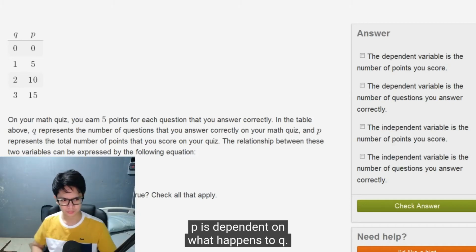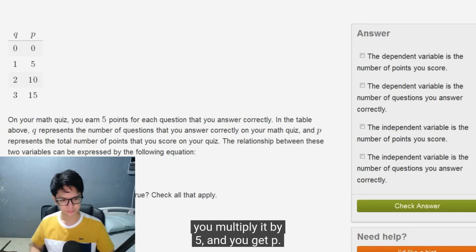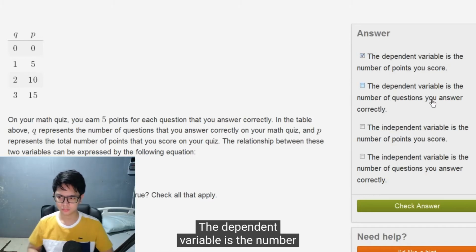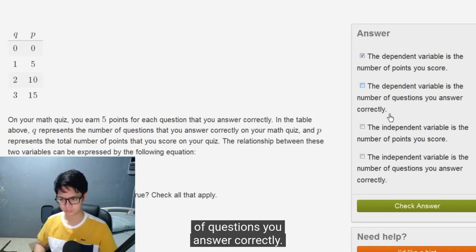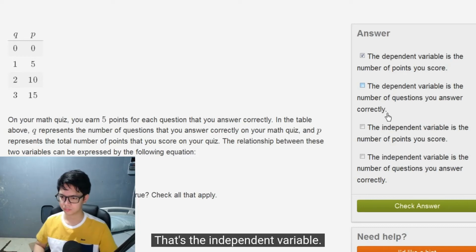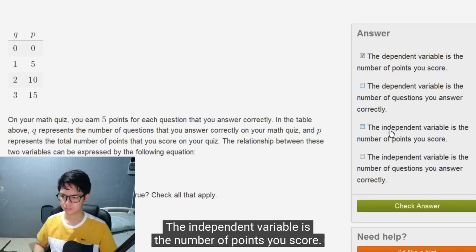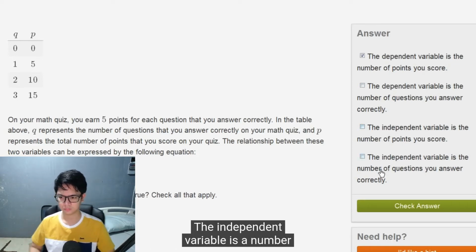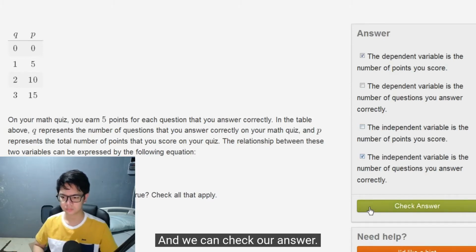P is dependent on what happens to Q. Depending on the number of questions, you multiply it by 5 and you get P. So the dependent variable is the number of points you score. The dependent variable is the number of questions you answer correctly? No, we've already talked about that. That's the independent variable. The independent variable is the number of points you score? No, that's not right. That's the dependent variable. The independent variable is the number of questions you answer correctly. Well, that's right. That's what's driving the dependent variable.